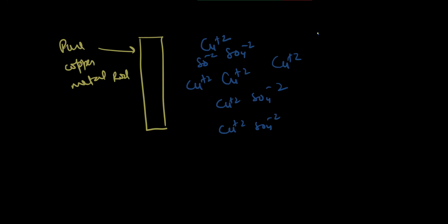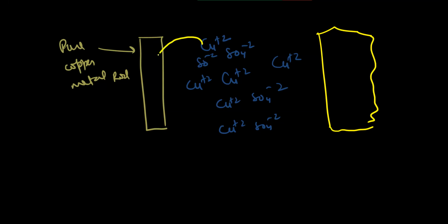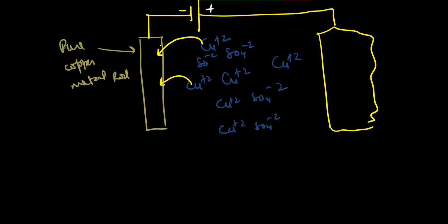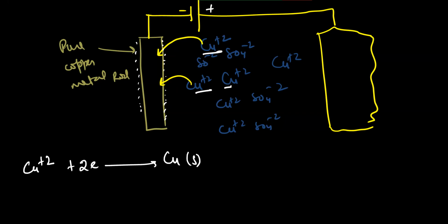When electricity is passed, this is impure, and the copper ion will start going there. Since the cathode, the negatively charged rod, is electron donating in nature, the Cu2+ ion will get 2 electrons, and when it gets 2 electrons, it will get converted into copper solid, which is brown in color. So it will start depositing on this one. Slowly, copper ions from this solution will get 2 electrons and form copper solid.